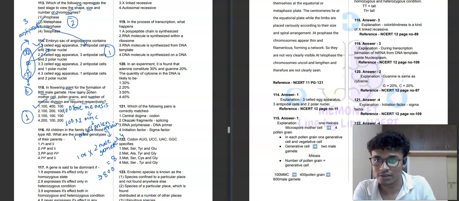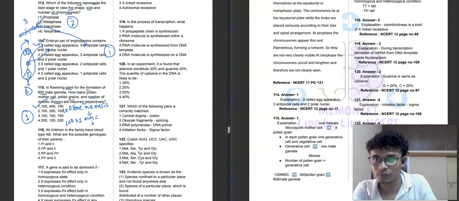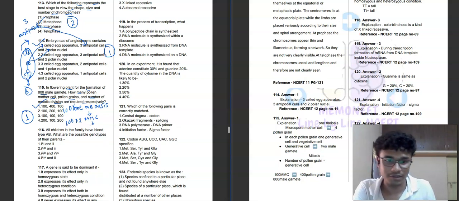Moving towards the next question. We will erase this. You understand. Now we have to attend the next question. Yeah, we are ready. So 106.